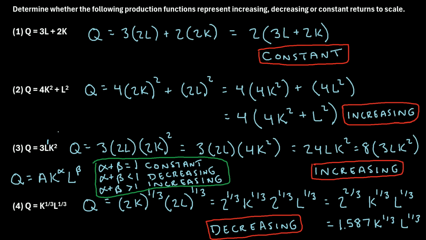3 is greater than 1, so that means this production function has increasing returns to scale, which is exactly what we found. And in example number 4, we can see that our exponents are 1/3 plus 1/3, which is 2/3. And that's less than 1, so that means this production function has decreasing returns to scale, which is also what we found. So that's just a little shortcut that you can use if you happen to encounter a Cobb-Douglas production function.